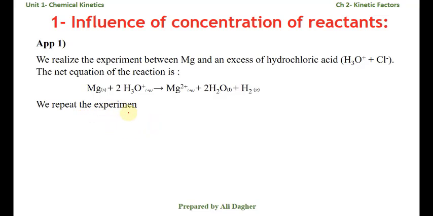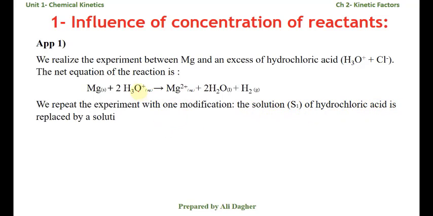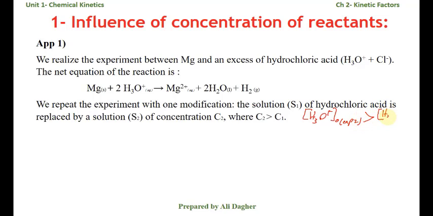We repeat the experiment with one modification. The solution S1 of hydrochloric acid, that means of H3O+, is replaced by solution S2 of concentration C2, where C2 bigger than C1. That means the initial concentration of H3O+ in experiment 2 is bigger than the initial concentration of H3O+ in experiment 1.